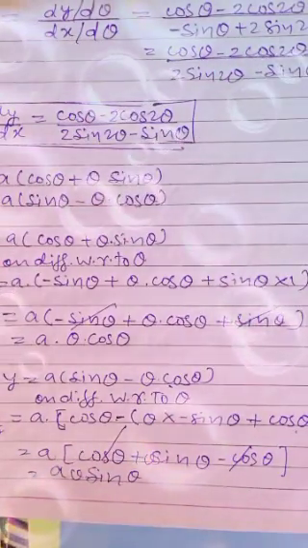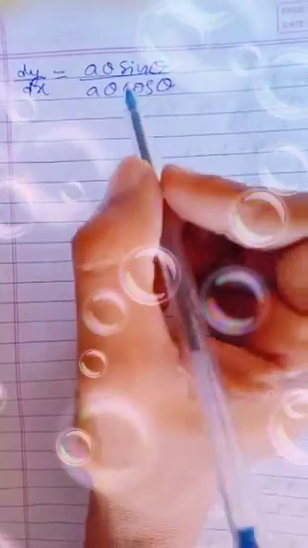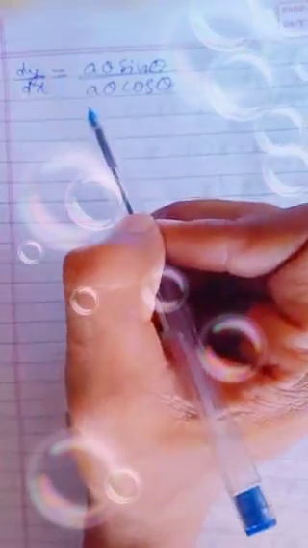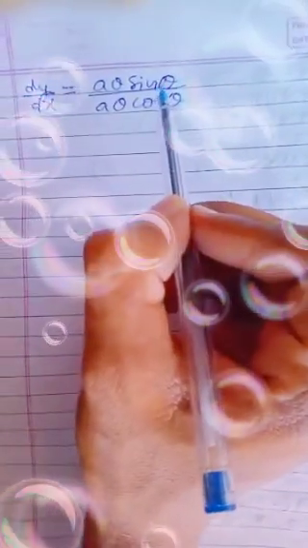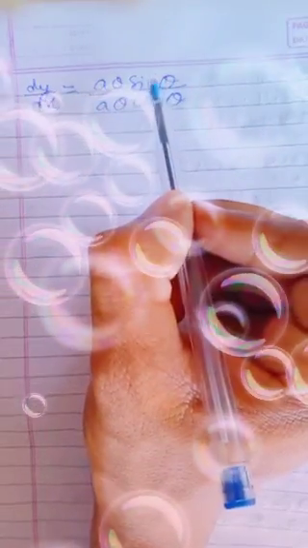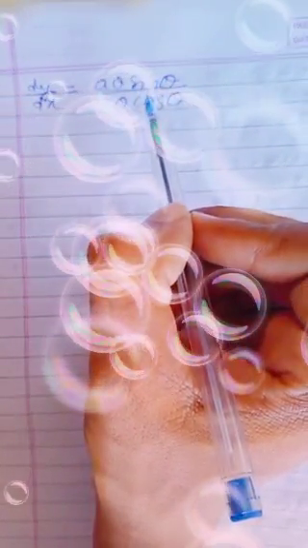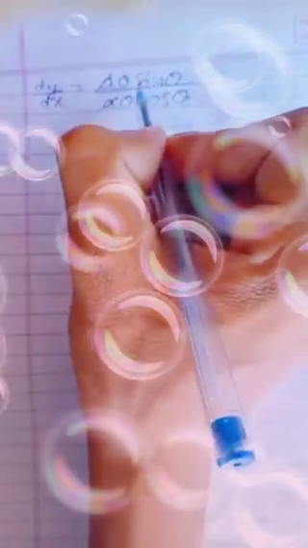Now what is your aim? To find dy over dx. So in the numerator we can write dy over d theta, and in the denominator dx over d theta. Here a cancels, theta theta cancels, and sin theta upon cos theta is tan theta. So here we can write dy over dx is equal to tan theta. So this is the parametric form.